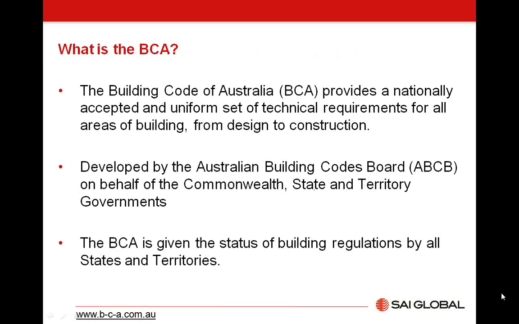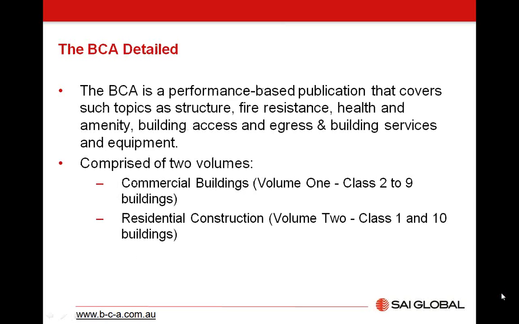So what is the BCA? The Building Code of Australia provides a nationally accepted set of technical requirements for all areas of building. It is developed by the Australian Building Codes Board on behalf of all state and territory governments and the federal government of Australia. And in fact, the BCA itself is given the status of building regulations in all states and territories.